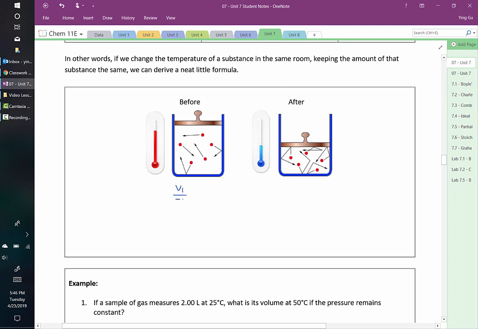If volume 1 over temperature 1 is equal to a constant, and then we mess with the temperature such that the volume changes according to the temperature change, and V2 over T2 is a constant, and the constant is equal to a constant, then we get the relationship V1 over T1 is equal to V2 over T2. Very similar to Boyle's law, where the system before is equal to the system after in terms of two variables, assuming that all other variables are kept constant.